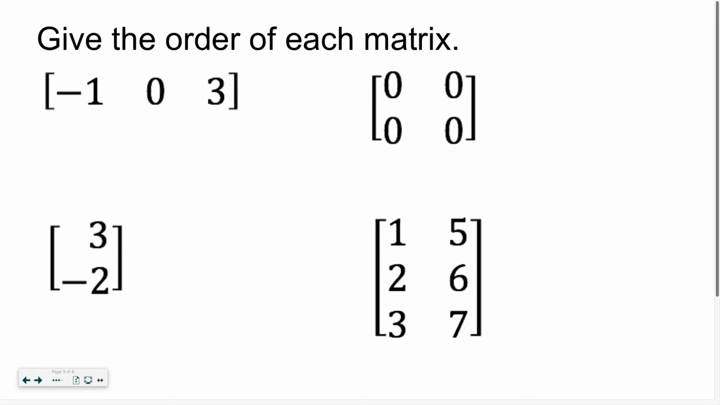What I'd want you to do now is have a little chat with your groups and confirm that you agree on the order of the matrix. Remember, order is m by n, rows by columns. See if you can name the order for the 4, and then I'll call on you.